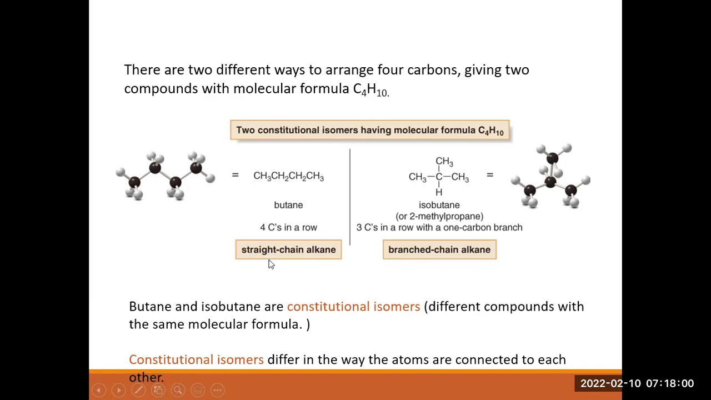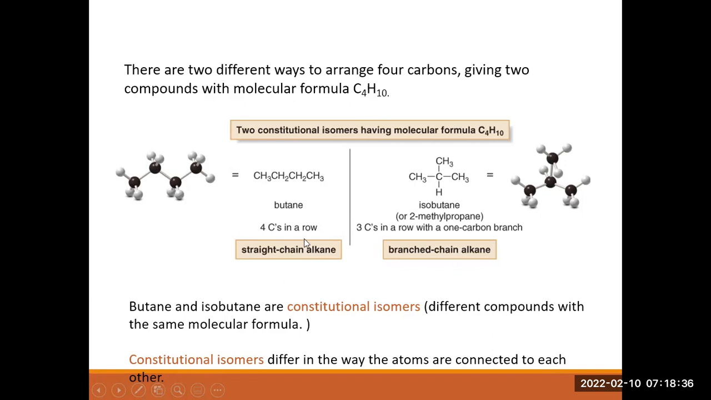This is a straight chain alkane, whereas the other one uses a branch chain alkane, but still has the same number of carbon and hydrogen atoms in the molecule. So this is 1, 2, 3, 4. And for the hydrogen, you still need to meet the 10 hydrogen atom requirement. So that's 3, 6, 9, 10. So this is a straight chain alkane, and this is a branch chain alkane.